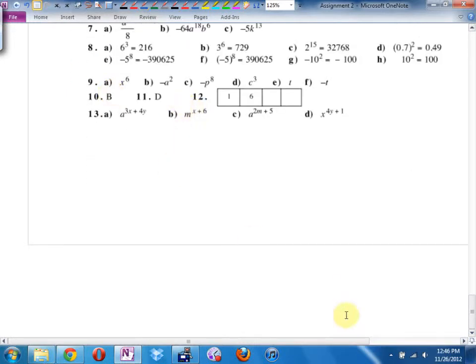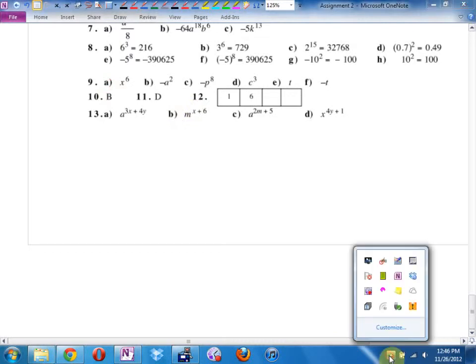You've got a full half hour to work on this and finish this. You probably can get almost all of it done in class. Also, if you don't have assignment 1 done, hand that in class, please.